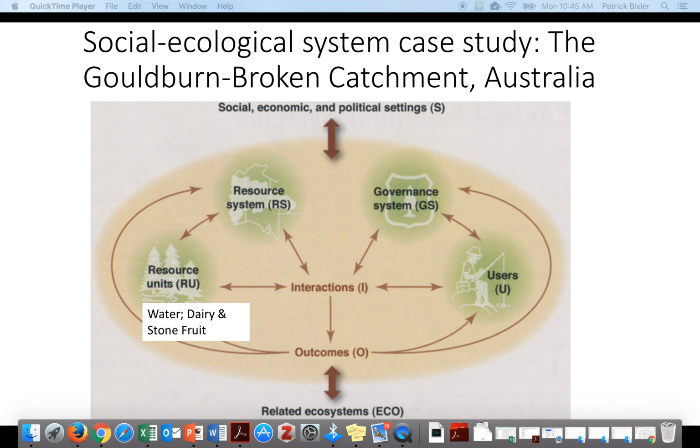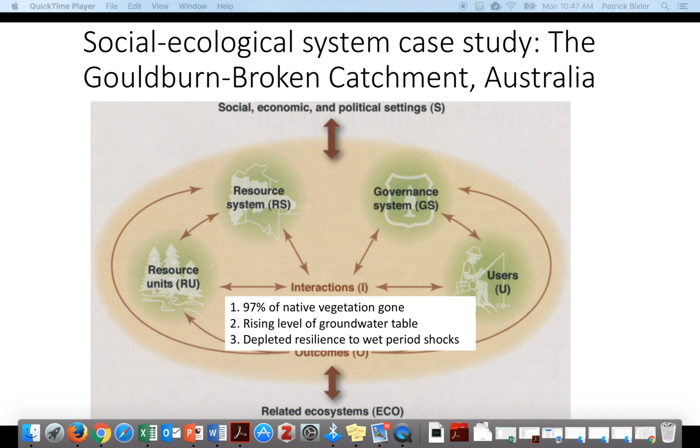So in the 70s, we see that about 97% of the native vegetation was gone in the catchment. There was a rising level of groundwater, the groundwater table, and this ultimately led to a depleted resilience to wet period shocks, which happened in 1973 to 1977, and the outcome of those interactions resulted in 30 to 50% of the stone fruit crop being lost.